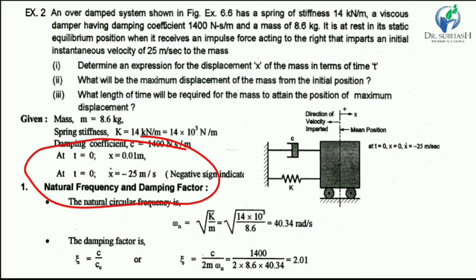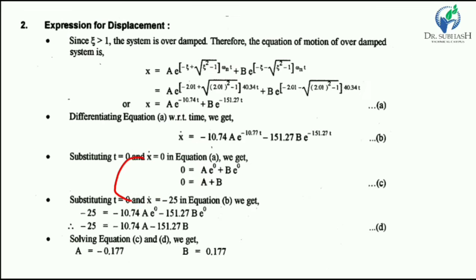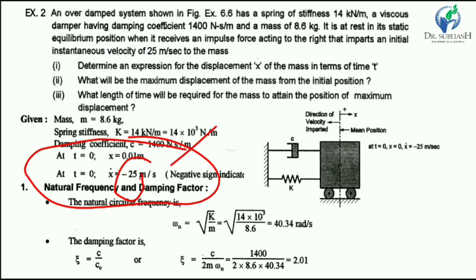So first we consider the boundary conditions. What is the boundary condition? At t equal to 0, x is equal to 0.01 meter, and the velocity is minus 25 meter per second. Here the negative sign indicates the velocity is reduced with respect to time.